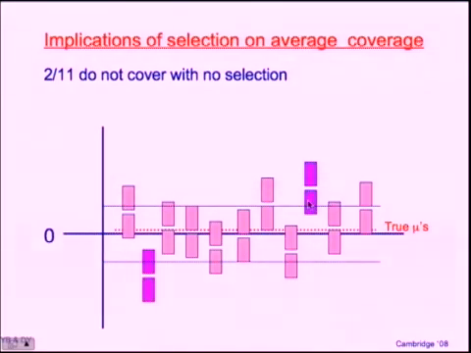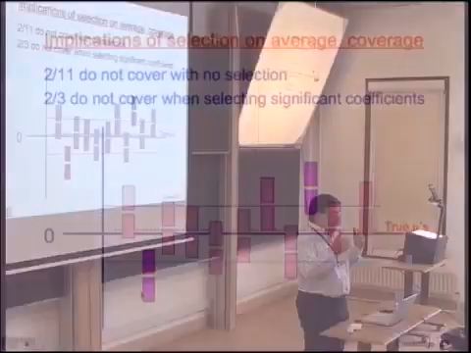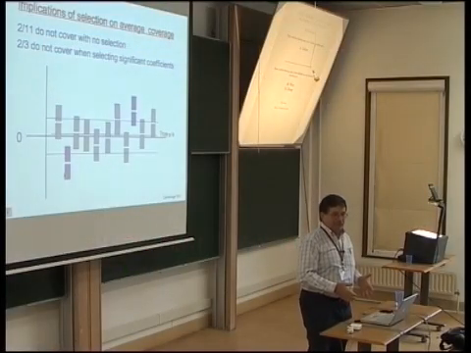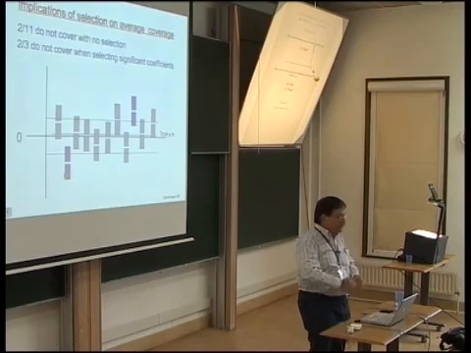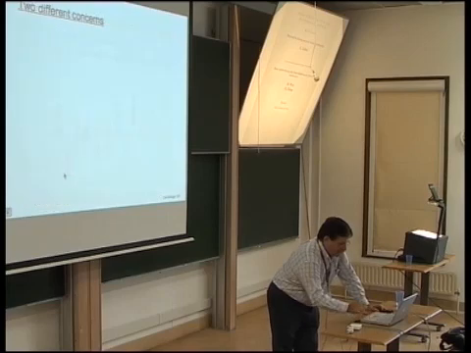But suppose we now select only the confidence intervals that do not cover zero. Okay, makes sense, that's what we do. Once we do that, we have only 3 confidence intervals that do not cover zero, and in fact, on the average, 2 out of 3 do not cover the respective parameter. So the issue is that even if we are interested in the average coverage, the average coverage over the selected is not the same as the average coverage in general.